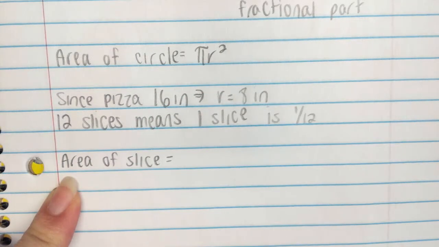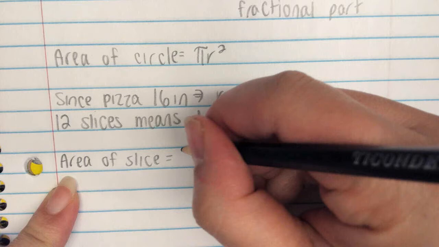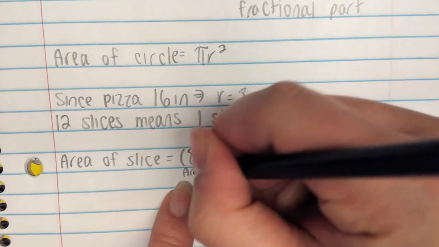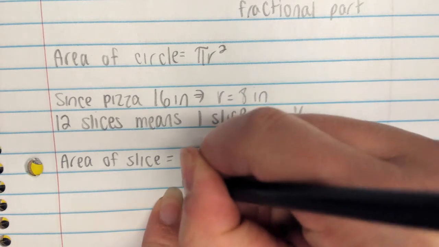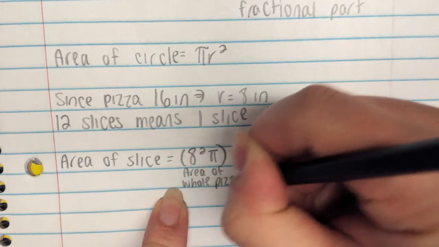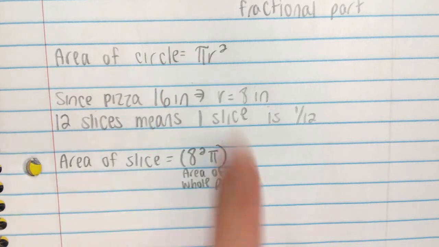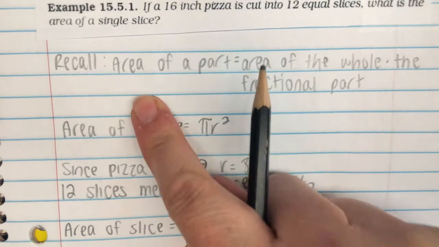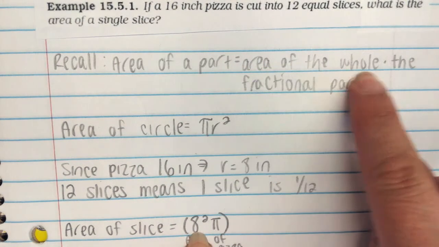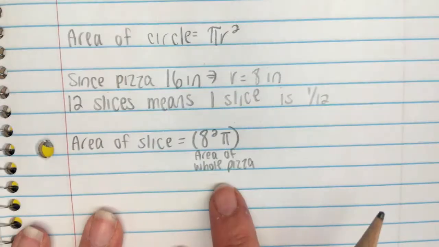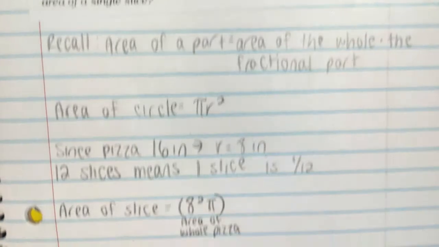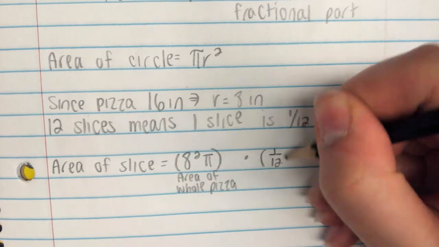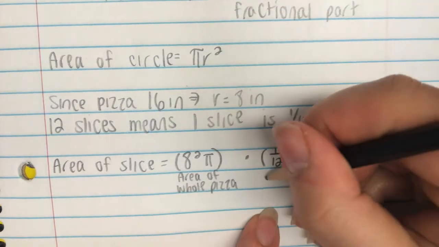the area of a single slice is going to be pi r squared, which is the area of the whole pizza. Again, area of a circle, pi r squared. The radius is 8. So if you're following along, if we're trying to find the area of a part, you take the area of the whole thing, which is what we have here, and you multiply it by the fractional part. And the fractional part is that it is a 12th.